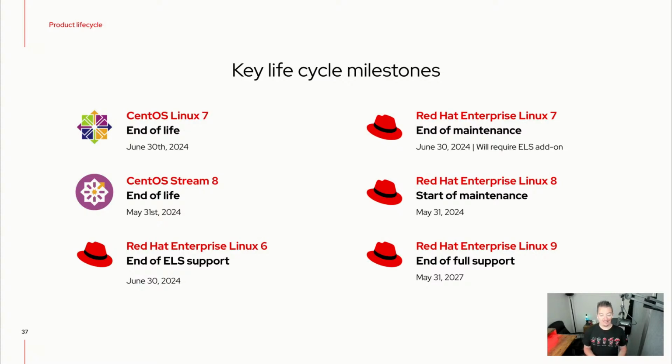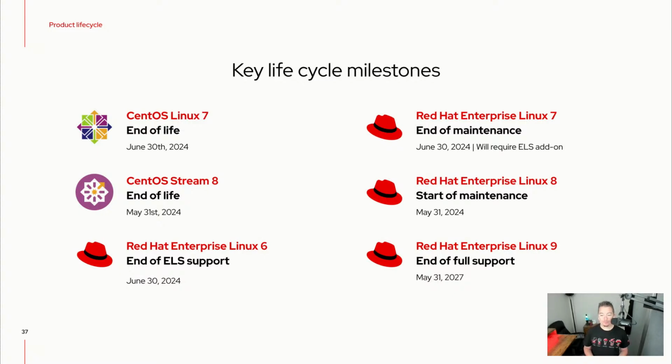RHEL 6 has been in extended lifecycle support, so that's that paid add-on to try and get those last few systems converted to RHEL 7 or re-implemented or retired. ELS support will actually end on June 30th. And as RHEL 6 rides off into the sunset, you will be missed, because I'm not sure if it was RHEL 5 or RHEL 6 was the first brand new operating system I ever got to deploy in production. So it's kind of a bittersweet moment to see RHEL 6 riding off into the sunset.